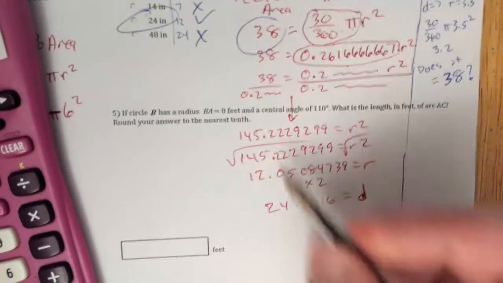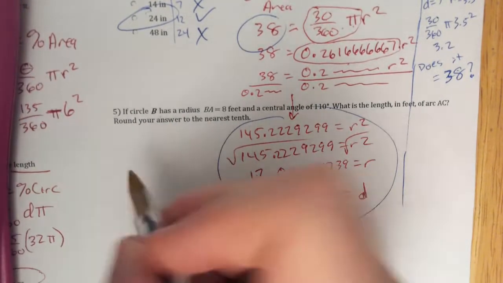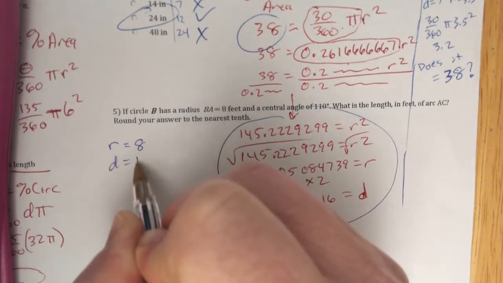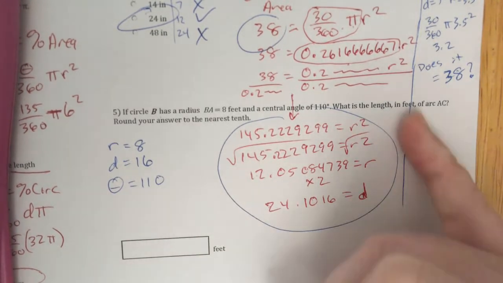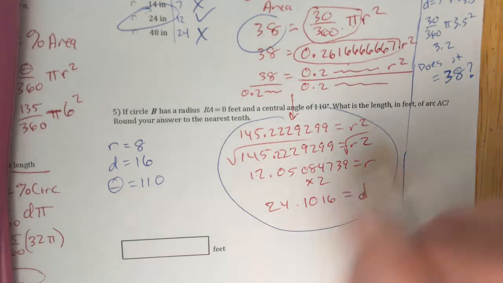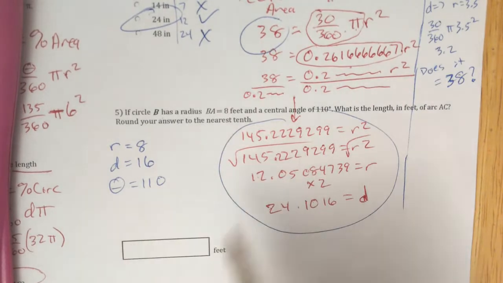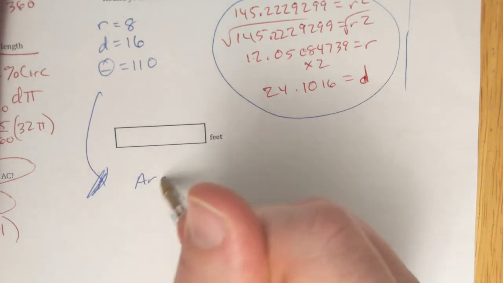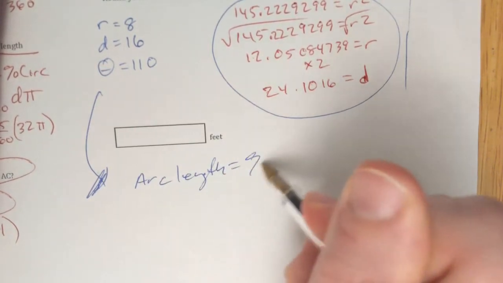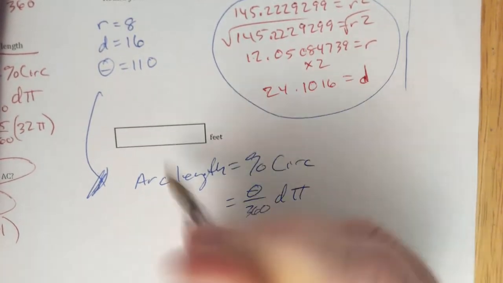Excellent. And then, okay, number 5, if the circle B has a radius of 8, so that means the diameter is 16, and the central angle is 110, what is the length in feet of the arc A to C? Okay, so pretty simple. We want the arc, right? So I ran out of room, so I'll put it down here. So they want the arc length. So that's a percentage of the circumference. So all you have to do is the angle over 360, d pi. It's your job just to take that information, plug it in there, and you guys can finish that one off.